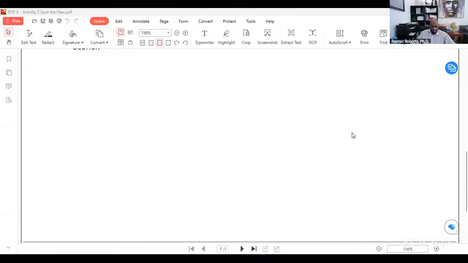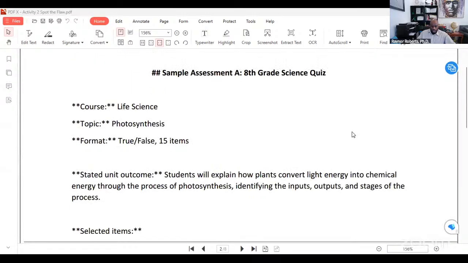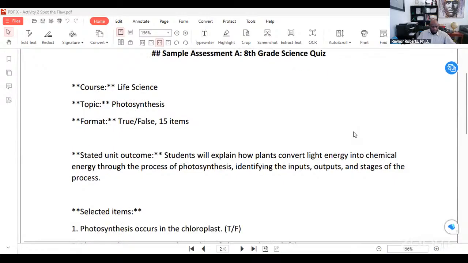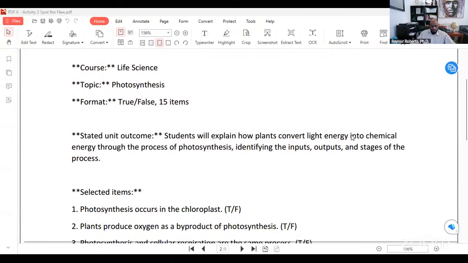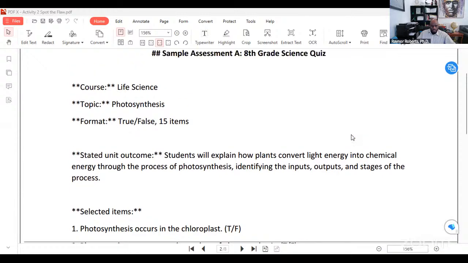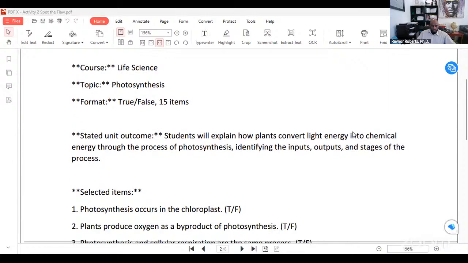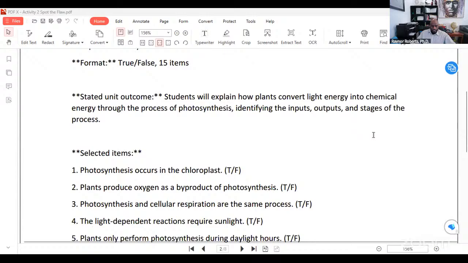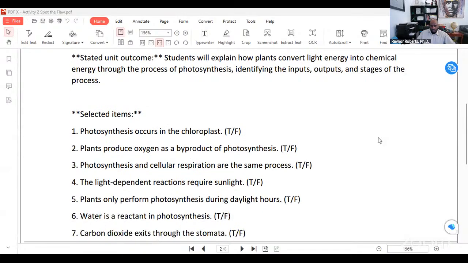All right. So let's look at this case study. You can look at it on your own phone, or if it's better for you, I'm just popping it here. So the course is life science, the topic is photosynthesis. The format is true/false, and there are 15 items. Stated unit outcome: students will explain how plants convert light energy into chemical energy through the process of photosynthesis, identifying the inputs, outputs, and stages of the process.